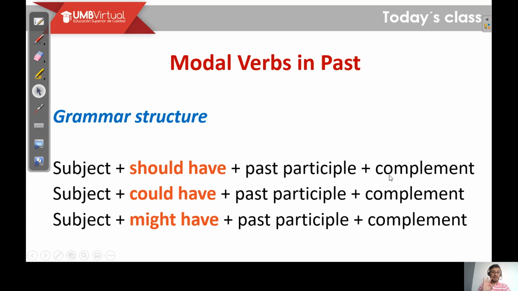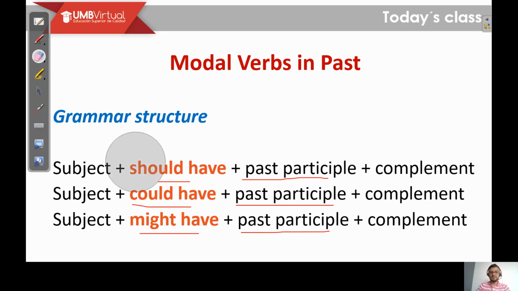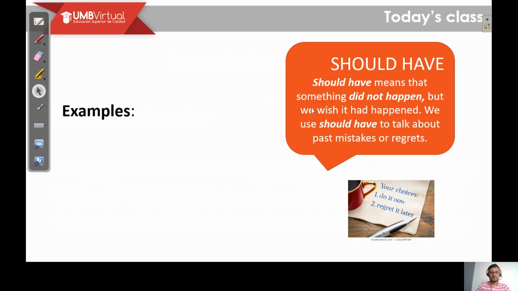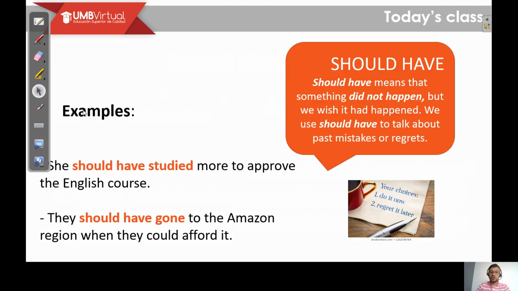And we have three in this case. We're going to have should have, could have, and might have. We are going to use the past participle, as we have in this the auxiliary have, the past participle of the main verb of the sentence, plus a complement. Okay, some examples with should have.